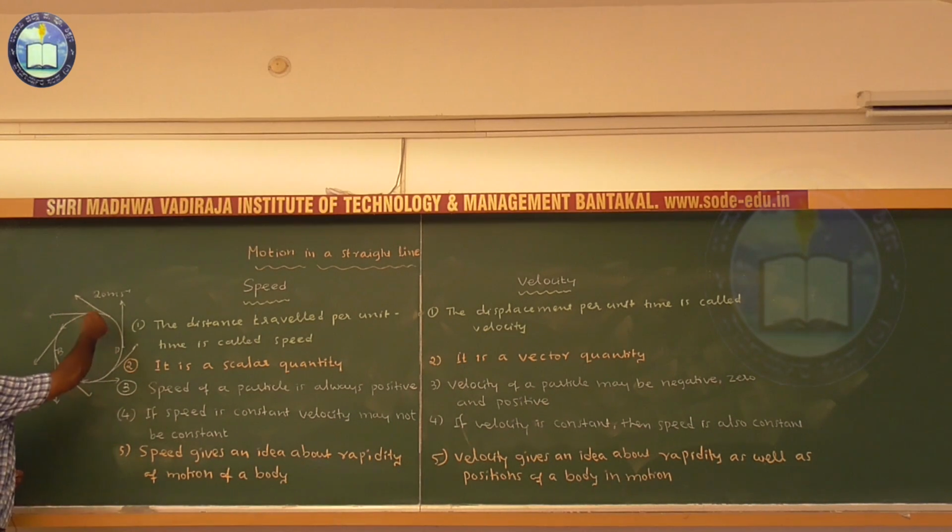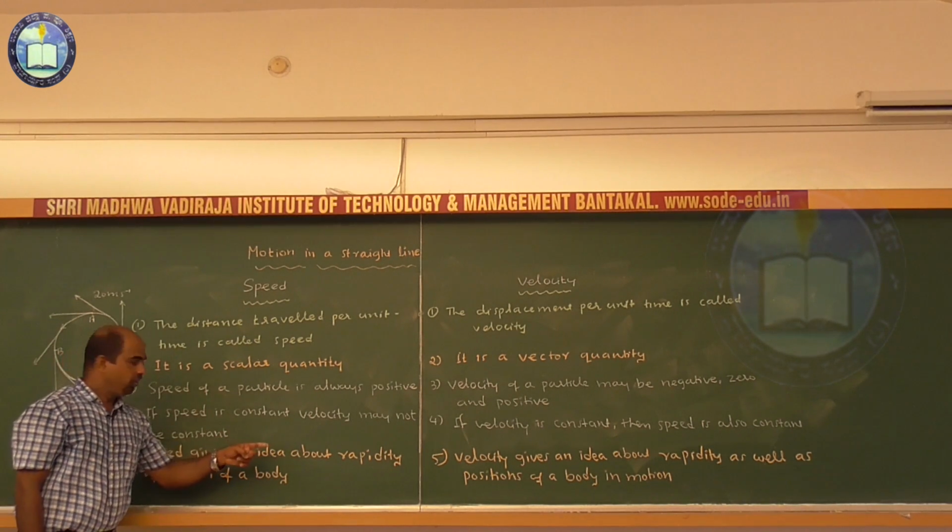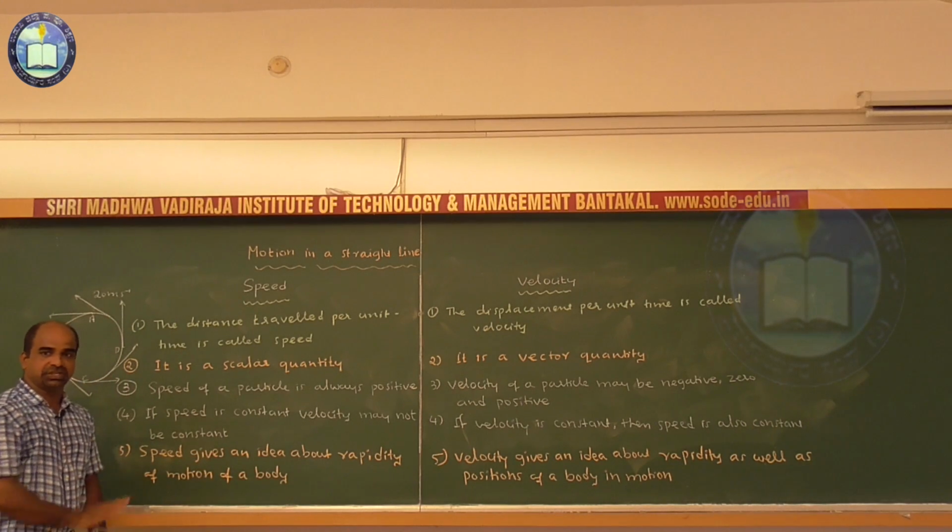See, I assumed here a particle moving along a circular path with constant speed 20 meters per second in anti-clockwise direction. Then these are all the directions of the velocity. See, directions of the velocity continuously change. Hence, if the speed is constant, velocity may not be constant.